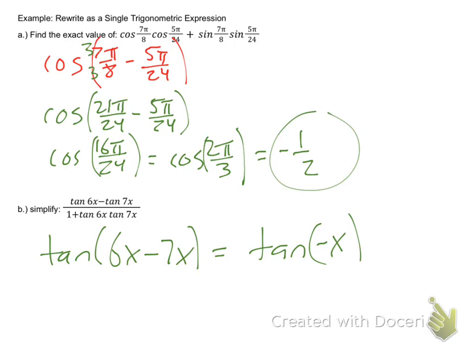Think back to your identities on the first 4 groups. Odd. Yes. Tangent is odd, guys. Odd functions: the negative, if it's on the inside, gets to go to the outside. So it becomes negative tangent of x. And there is the most simplified version of it.